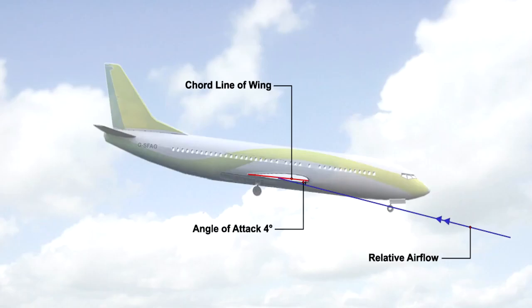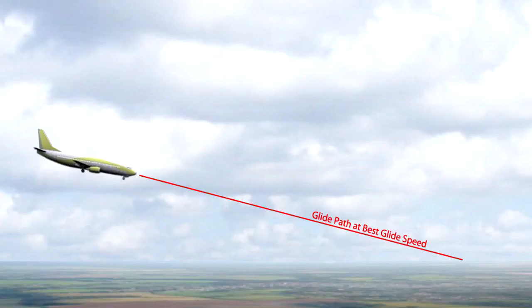The angle of attack at VMD is fixed at 4 degrees. If the angle of attack is greater or less than 4 degrees, the speed will change, the lift-drag ratio will decrease in value, and consequently the angle of glide will increase. If, following an engine failure, you fly at VMD, your aeroplane will be flying at the flattest possible glide angle.